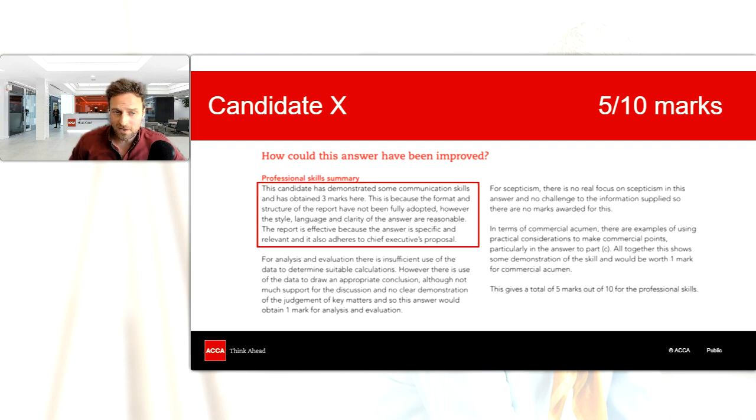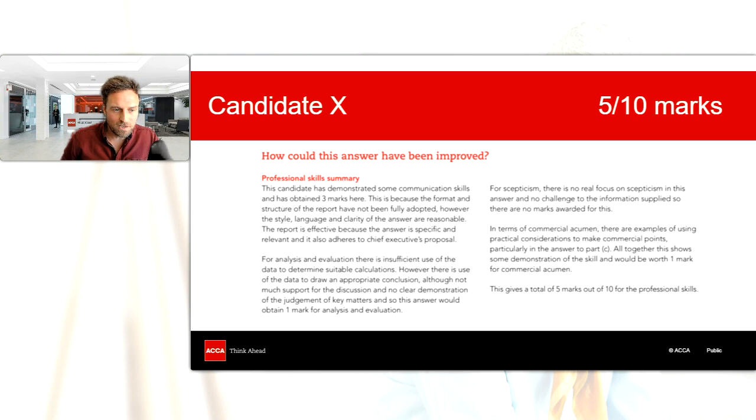So communication, they got 3, even though we said the report format wasn't amazing. It says they didn't fully adopt it, but the clarity in language wasn't too bad. So they did still pick up 3 communication marks there. They didn't particularly make good use of the data, and there wasn't really much of a conclusion. So only 1 mark for that.